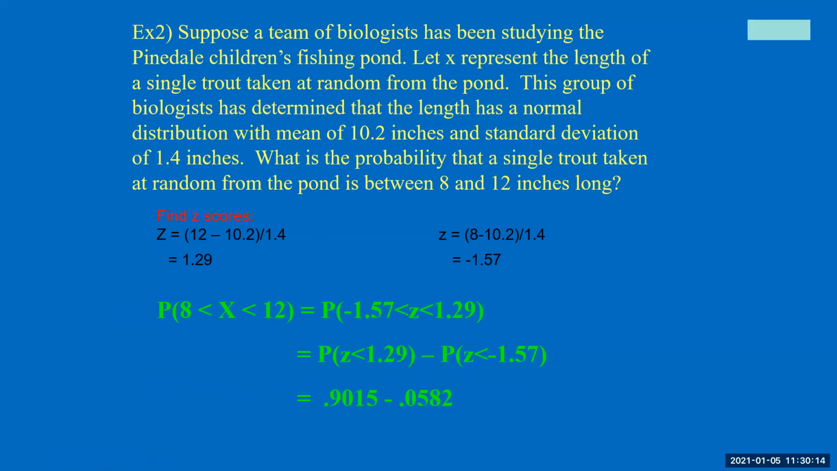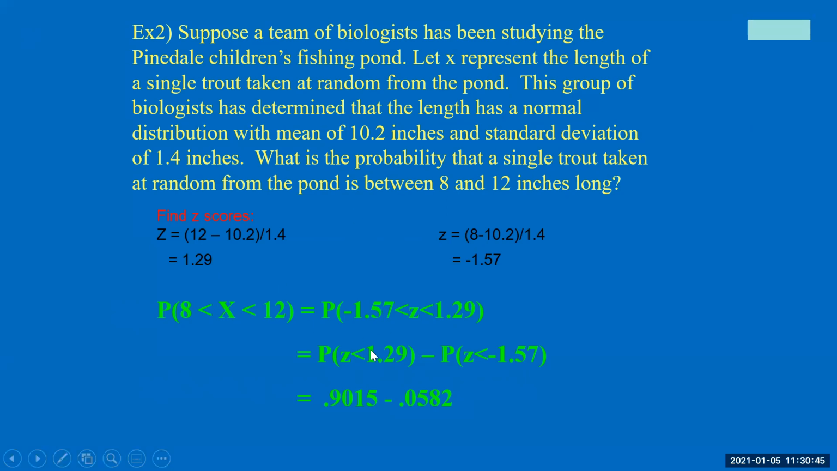So this question is asking about probability. We're looking for the probability that X is between 8 and 12 inches. And we translate to z-score. That means we're looking for the probability that our z-score is between negative 1.57 and 1.29. When we're looking for in between, take the probability that the z is less than the greater z-score minus the probability that z is less than the smaller z-score.